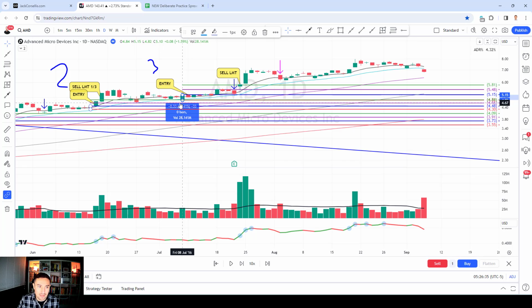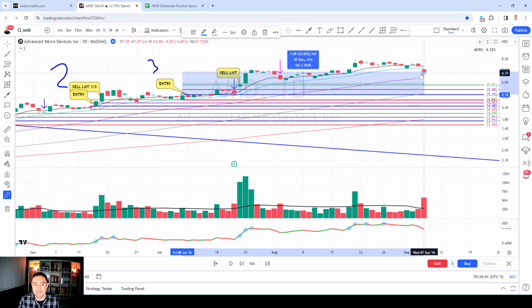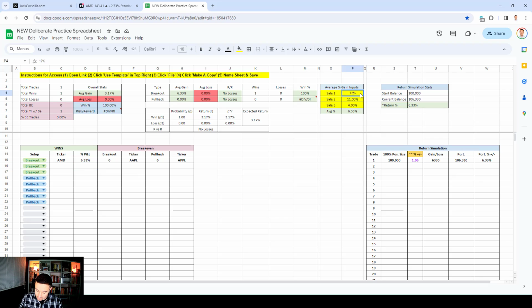So we're free rolling at 12%, and then we had an exit here at 21%, and then an exit here at 32. So what we've got is 12, 21, and 32. That's going to give us an average gain on the trade of 21.67. So we go AMD, we go 21.67 like that.